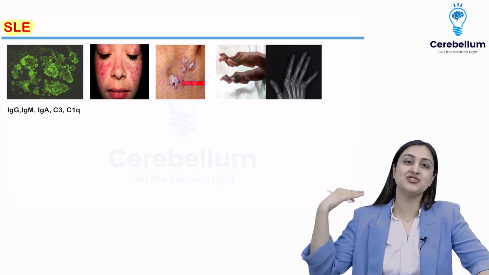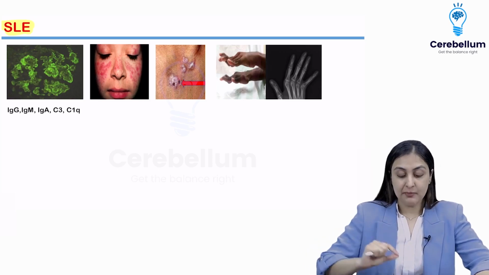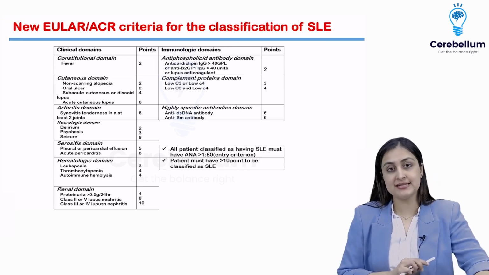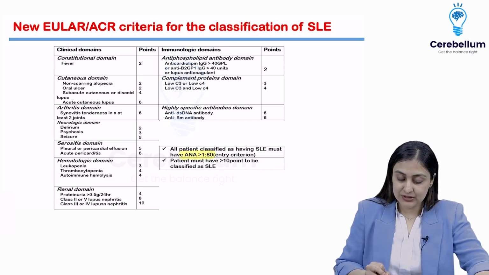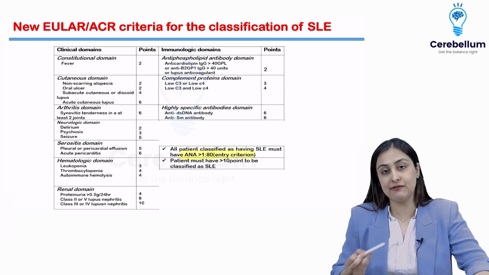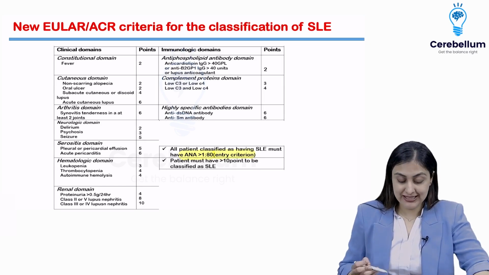That's one of the differentials all the time because of the multiple manifestations that it can show. Before I go into the images, I want to talk about the recent update in the ACR-EULAR criteria for SLE. So as I said, ANA more than 1:80 is an entry criterion. This is a must in every patient. This is the most sensitive autoantibody that you have in SLE.